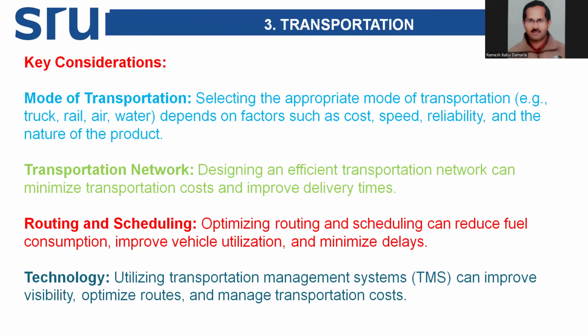Transportation network. Designing an efficient transportation network can minimize transportation costs and improve delivery times. Routing and scheduling. Optimizing routing and scheduling can reduce fuel consumption, improve vehicle utilization, and minimize delays. Technology. Utilizing a TMS, Transportation Management System, can improve visibility, optimize routes, and manage transportation costs.